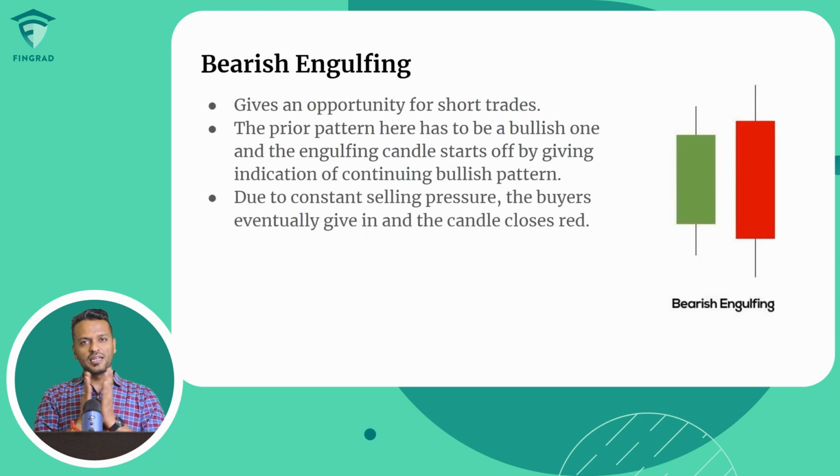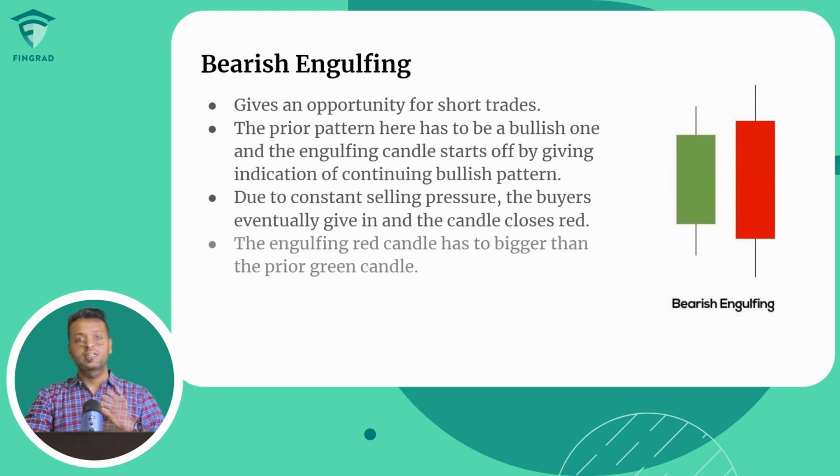Now, how does this candle formation happen? The prior pattern, as I told you, is bullish. But on the day of the formation of this pattern, we see continuous selling from the bears in the market. All of the bulls try to push the market up, but they can't sustain the buying pressure. Eventually, the market gives way and we see an engulfing candle, which is bearish engulfing in this case, happening on the charts. The engulfing candle, which is red here, should be bigger than the prior candle, and it should be covering the whole body of the green candle.